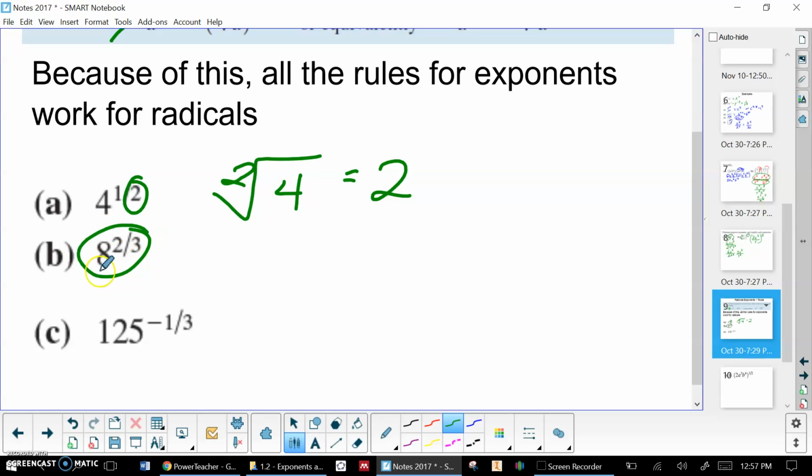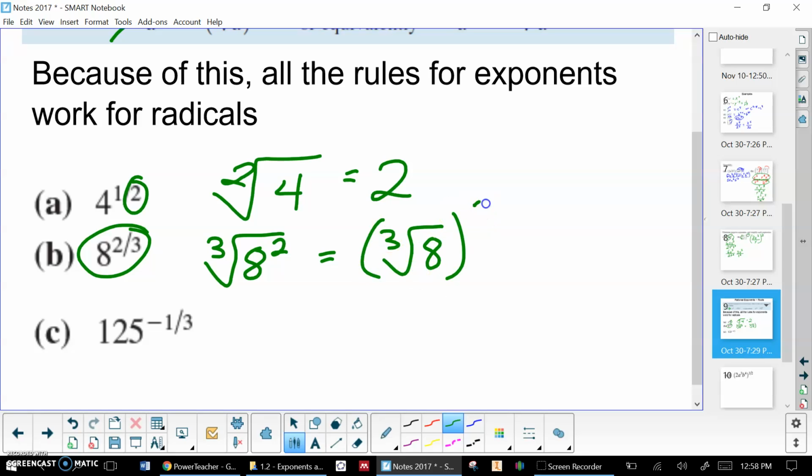Similar thing here. 8 to the 2/3. Well, the 3 is in the bottom, so that's the 3rd root of 8 squared, or the 3rd root of 8 raised to the 2nd power. Now in this case, the second one is easier because the 3rd root of 8 is 2, and then 2 squared is 4. Or if I did it this way, I'd have to somehow figure out the cube root of 64, and I don't want to do that.